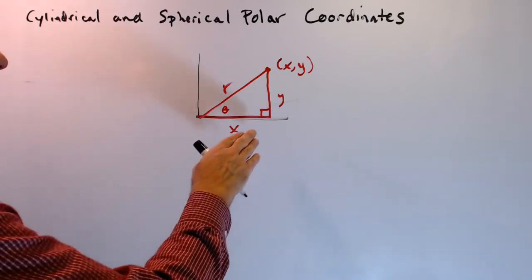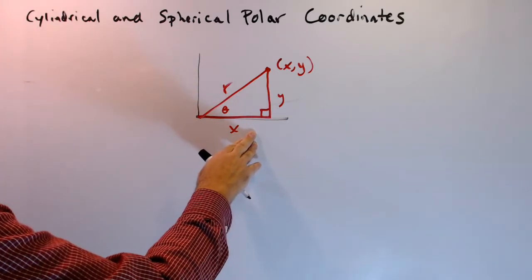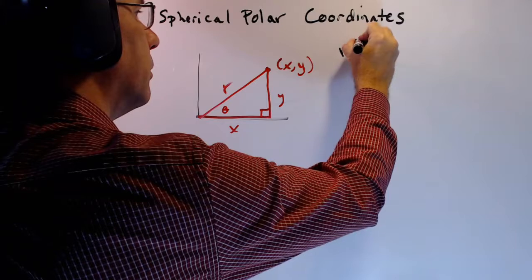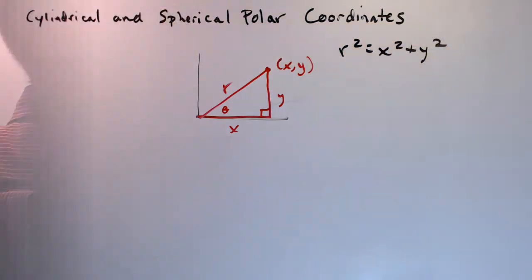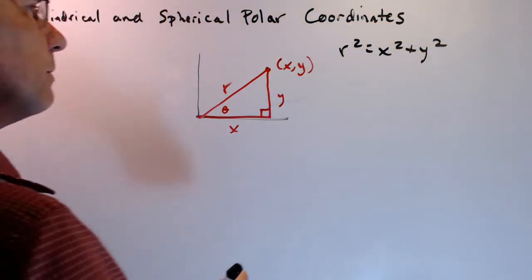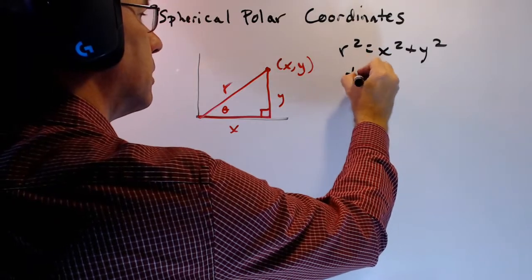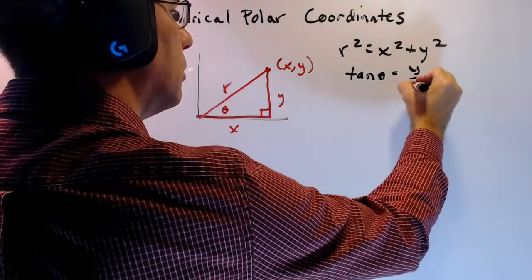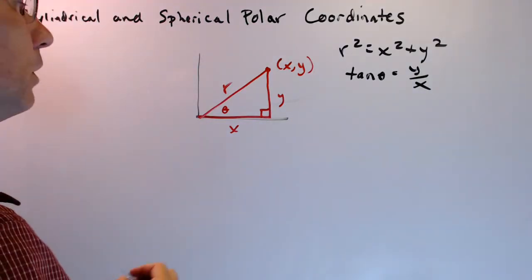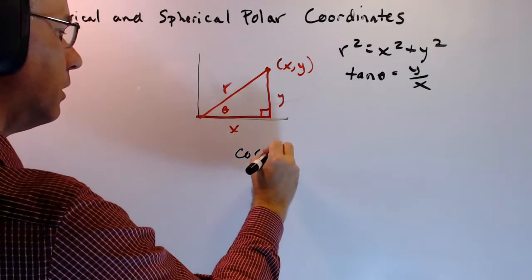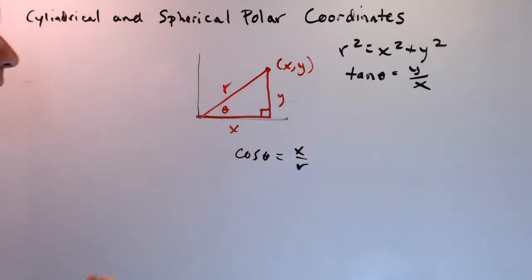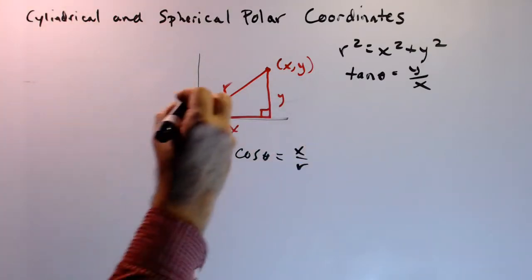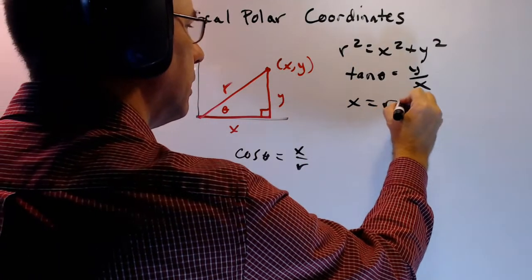And we can write several formulas just looking at this. For example, there's the Pythagorean theorem. We can also do a bit of trigonometry. So tangent theta is opposite over hypotenuse, which is y over x. Cosine theta is adjacent over hypotenuse, which is x over r, but we usually write it this way.